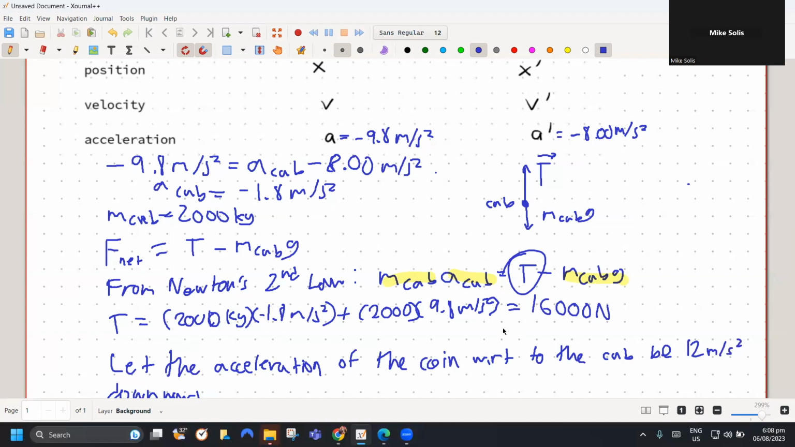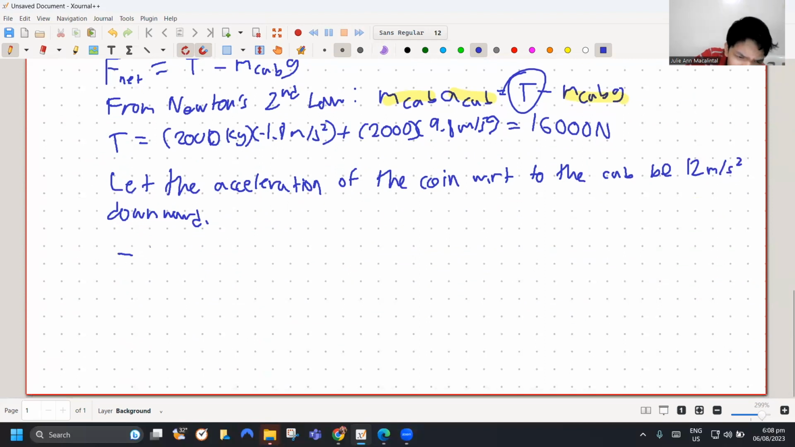Okay, so yung gusto ko malaman din ay, ano yung acceleration ng cab pag ganun? Kaya nga po eh. So, parang kanina. So, negative 9.8.